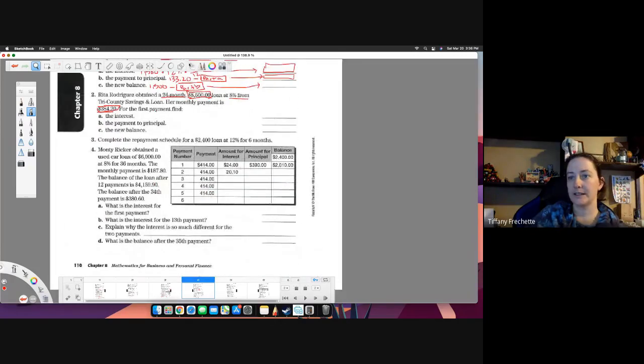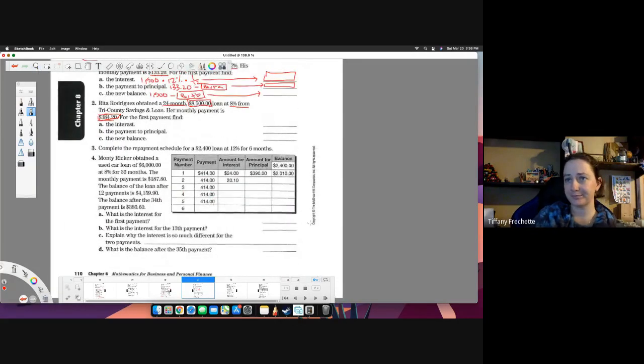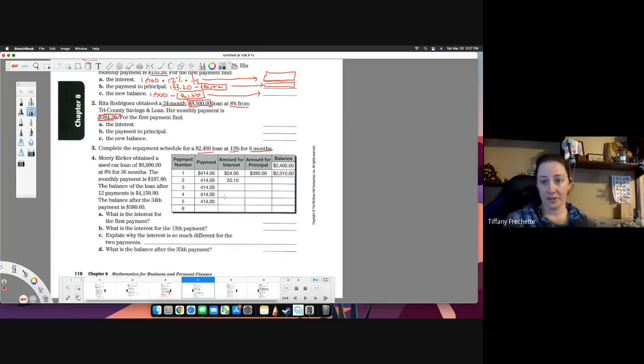All right, let's go ahead and scooch down here a little bit. We'll look at these next pieces. All right, complete the repayment schedule for a $2,400 loan at 12% for 6 months. So this is just a table based on what you were doing up here, and you're just going to calculate more than 1 month. But remember, you're only doing 1 month at a time. So, pay attention to that when you're doing your calculations here.